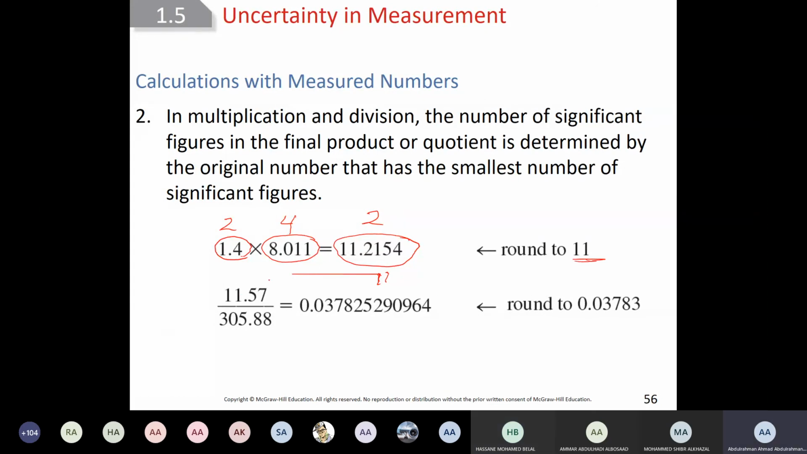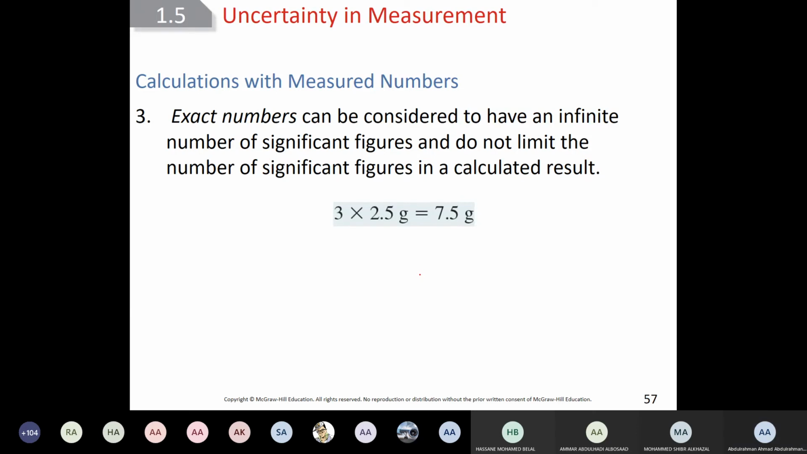When I divide this number, how many significant figures do I have here? 4. How many here? 5. Your answer should have how many? This is from your calculator. But your answer should have how many significant figures? Only 4. So is this 0 significant? No. How about this one? No. I said from 3, 2, 3, and 4. So I have 4, and this is the answer. 1, 2, 3, 4. Is this clear? That's how we do multiplication and division.